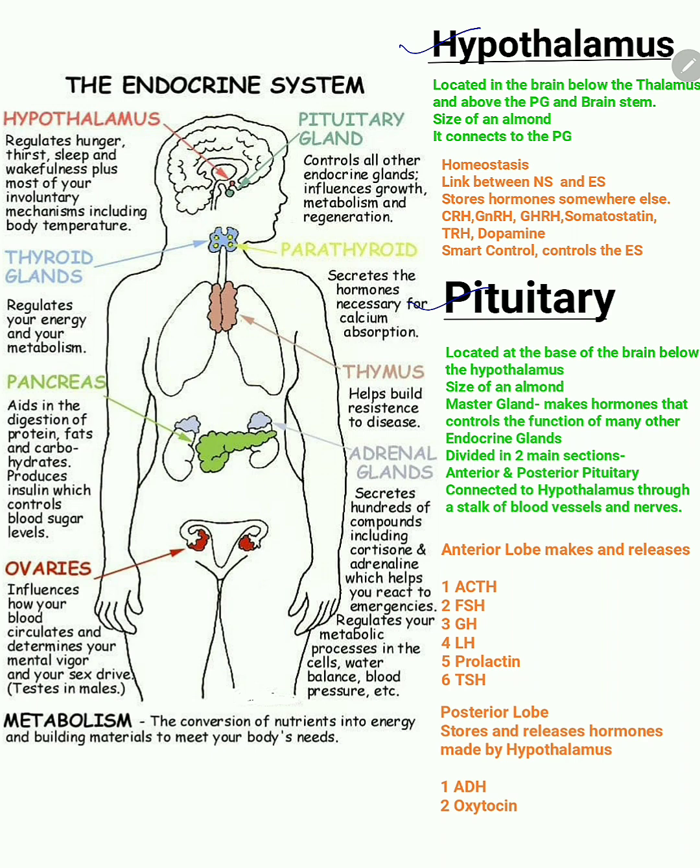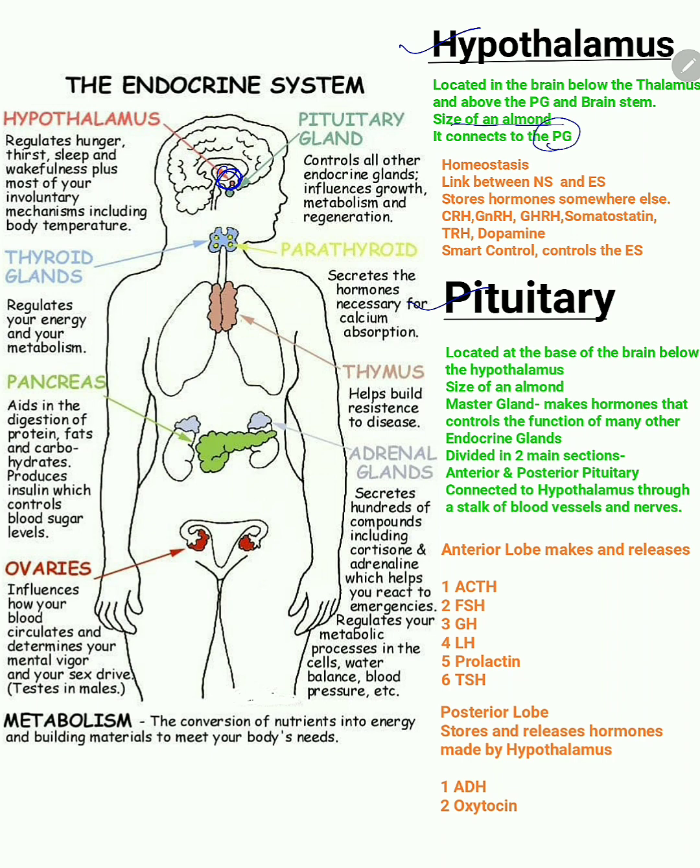To start with, hypothalamus is located here in the brain below the thalamus and above the pituitary gland and brainstem. Thalamus is a part of the brain that relays sensory information. Hypothalamus is the size of an almond. It connects to the pituitary gland.